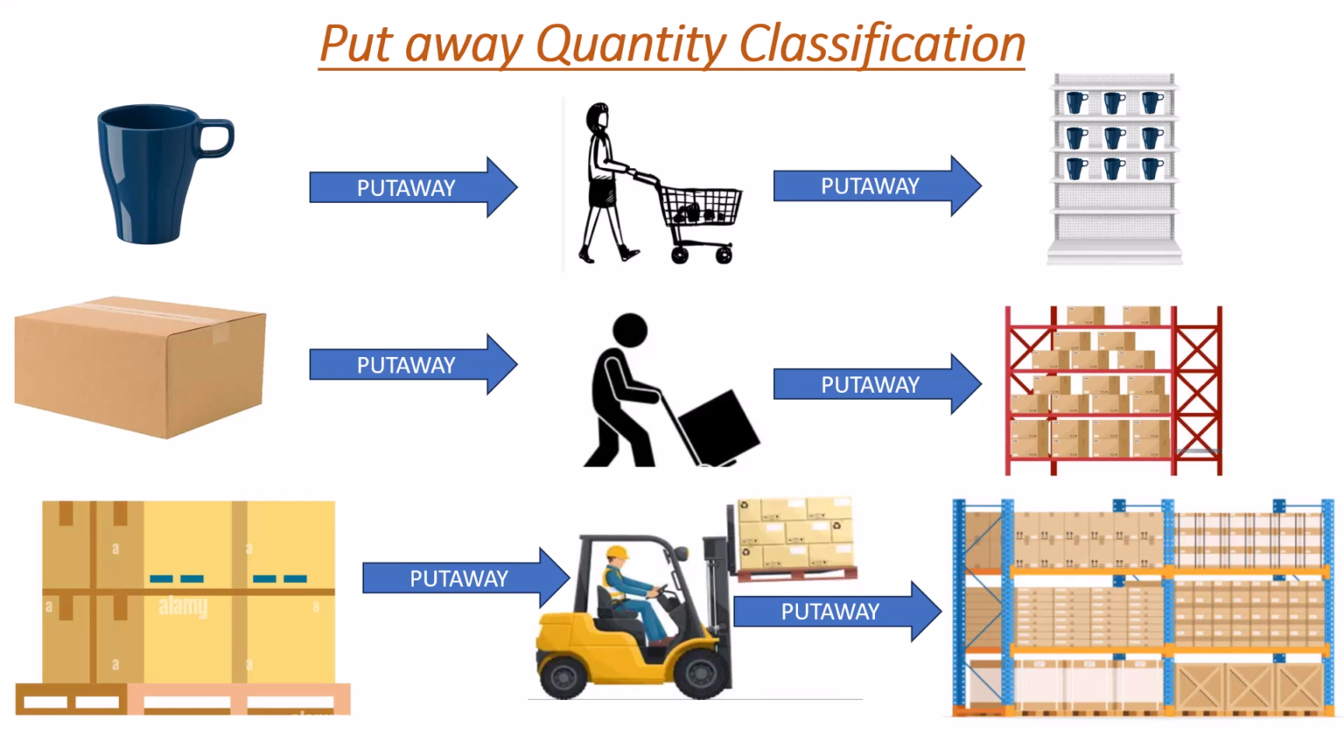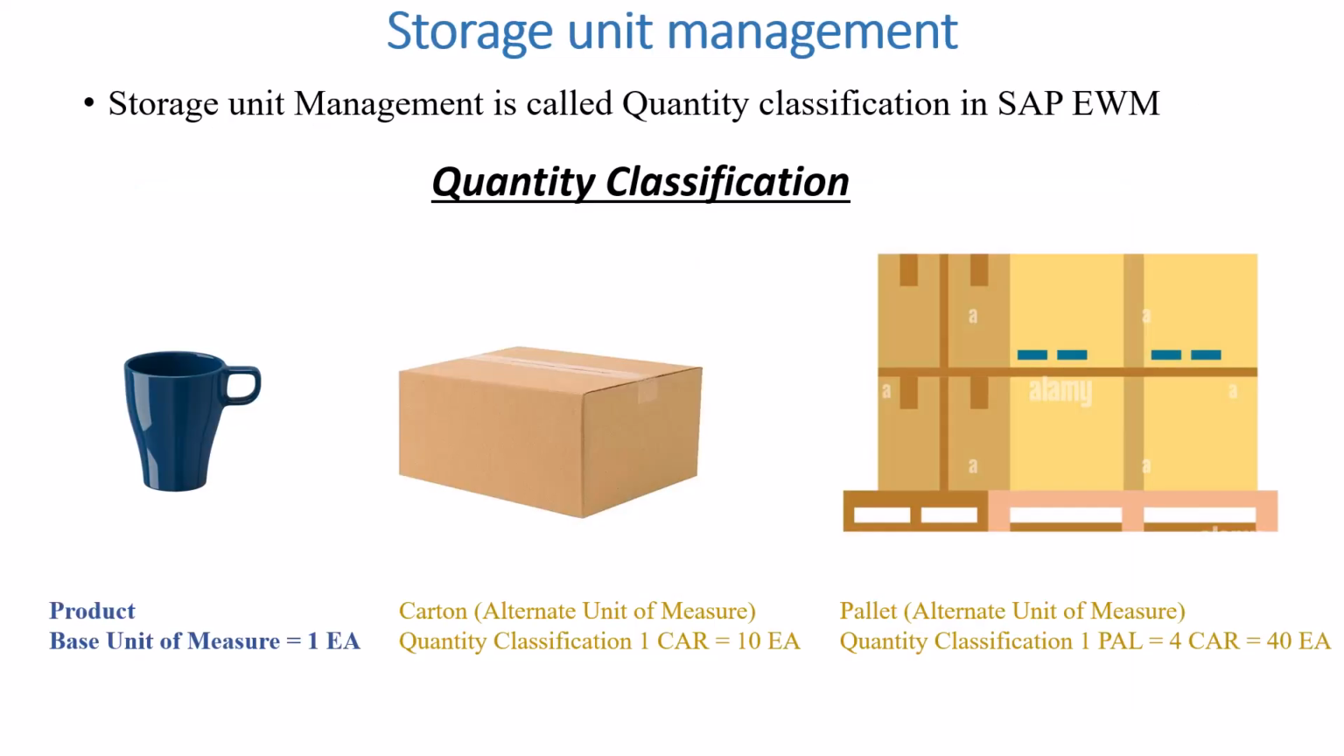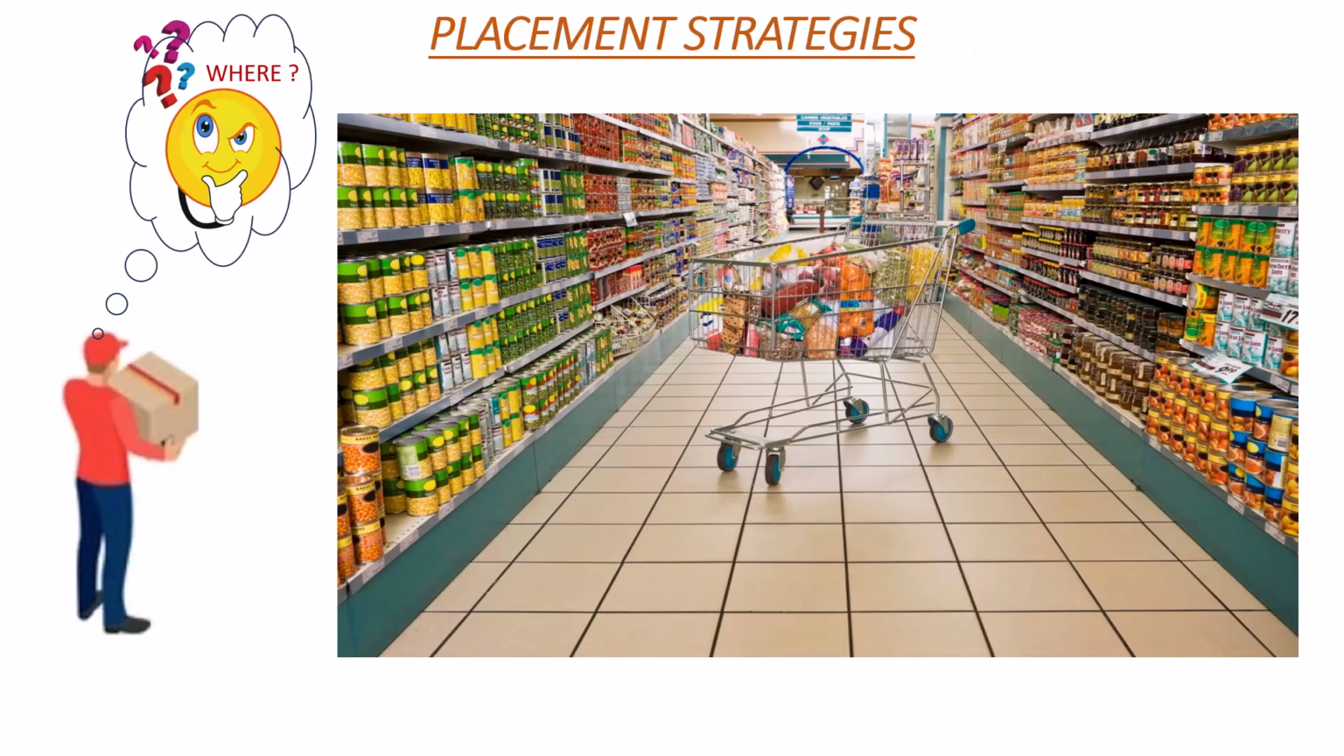So let's get into another topic: the placement and removal strategies. Now let's go to placement strategies. As you can see in this image, there are thousands of products out there, and the warehouse is very huge. For example, we have received some products into our warehouse. This person is bringing that carton, but he has a question mark in his mind: where exactly do I have to store this product? That's the question.